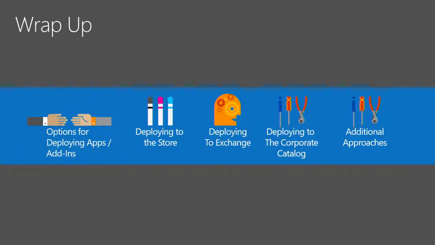So that's really all I've got. We'll wrap up. We've got the options for deploying. We covered that. We talked about deploying to the store. We talked about deploying to Exchange. I showed you what that looked like. We talked about going to the corporate catalog, and then we talked about some additional approaches that you want to consider if you're doing this in your environment.